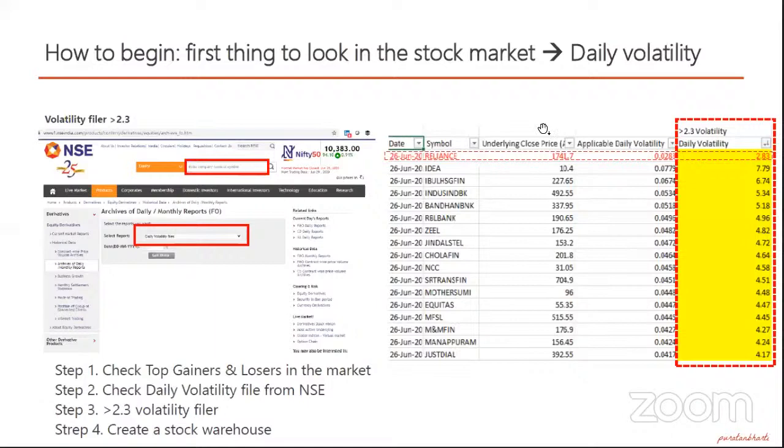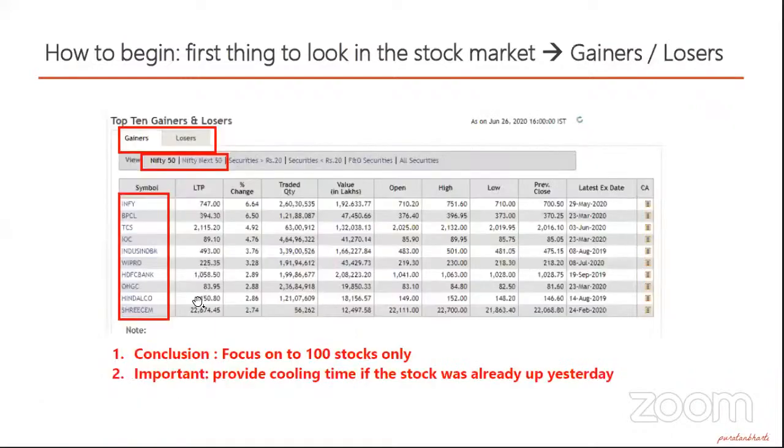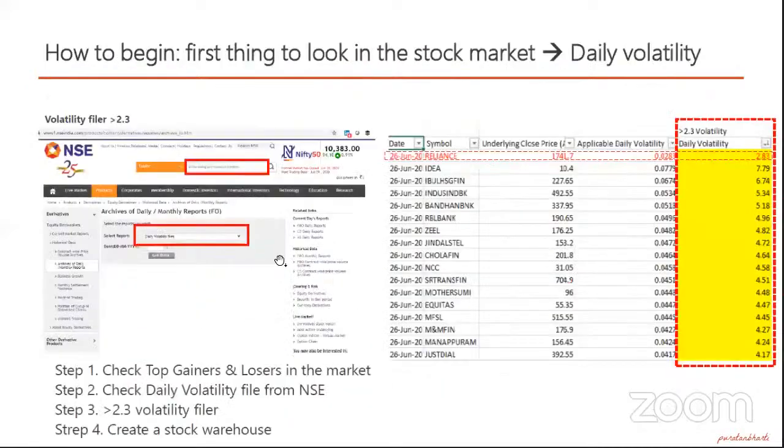All right, so once we have figured out, okay, these are, say, the gainers today, then how do I choose? Should I buy all of those? Should I buy one of those? Which stock should I buy? So there is another very interesting data which is available free of cost on the National Stock Exchange, which is called daily volatility. So you would go and buy stocks which have good volatility. And what is that volatility? The volatility should be above 2.3. This is all calculated in this sheet that you can download from the stock exchange. So I would not choose a stock which has a volatility of less than 2.3.